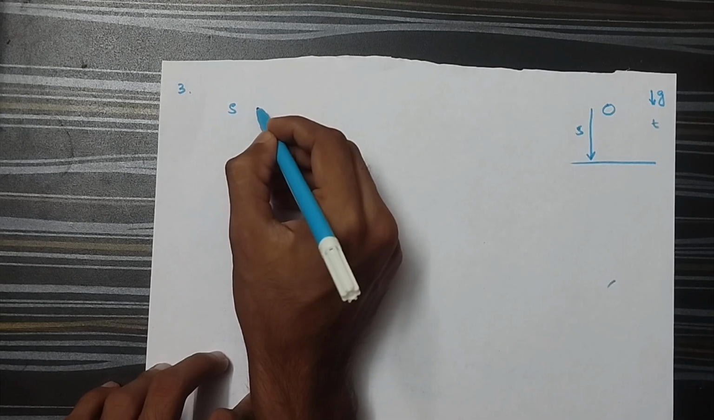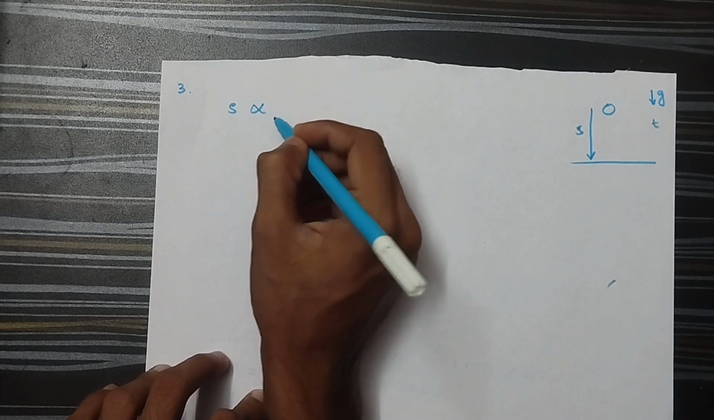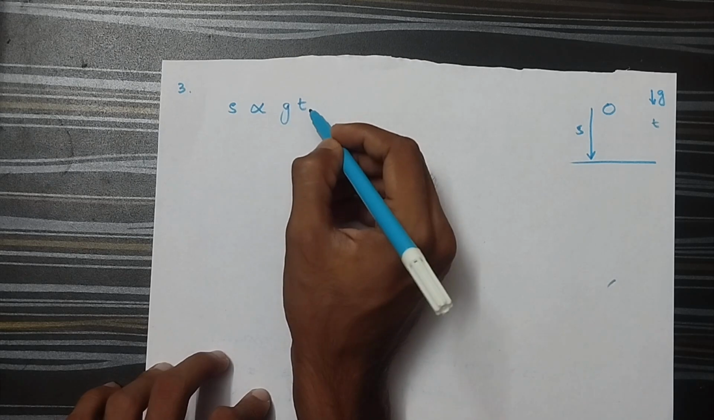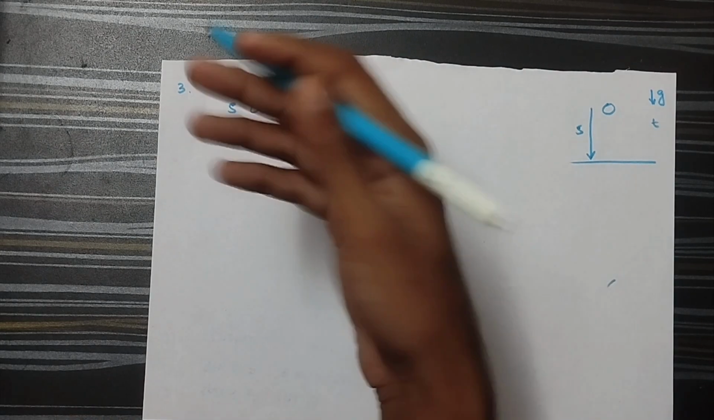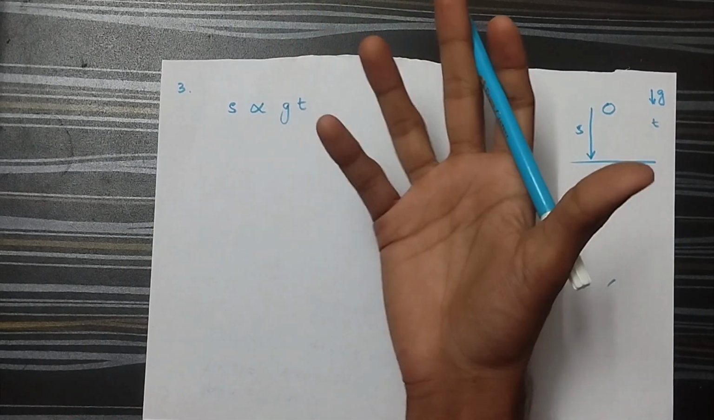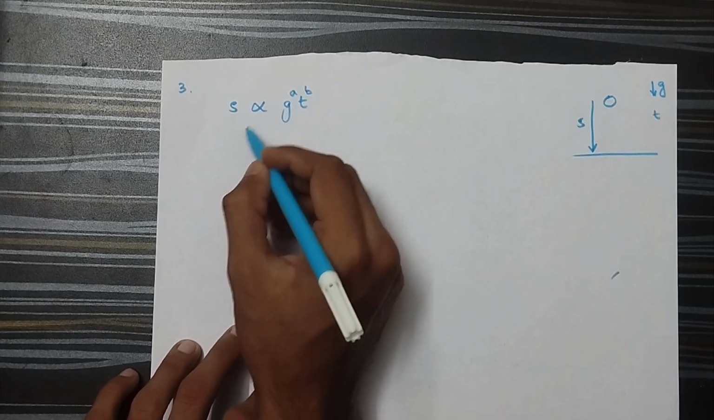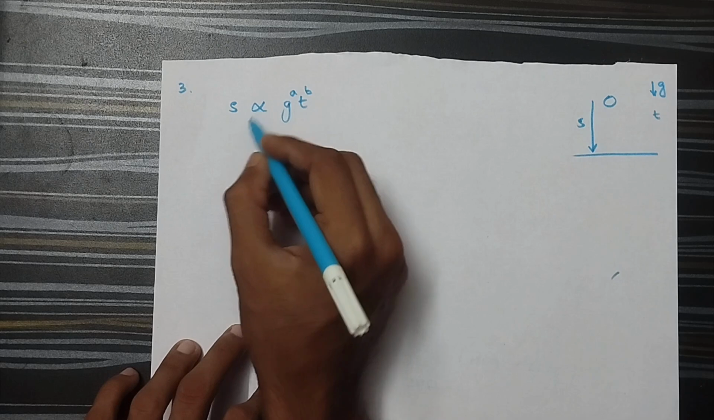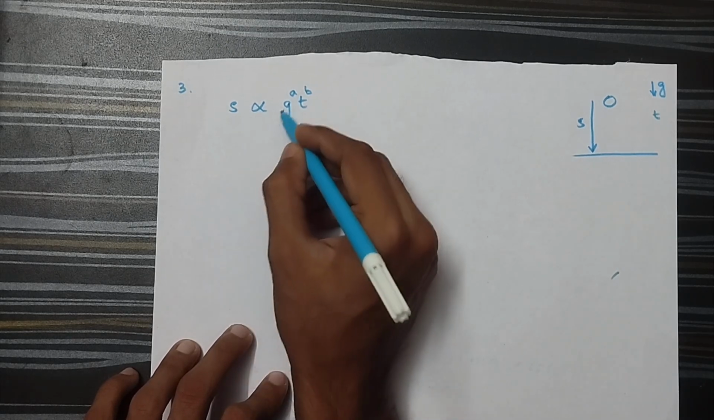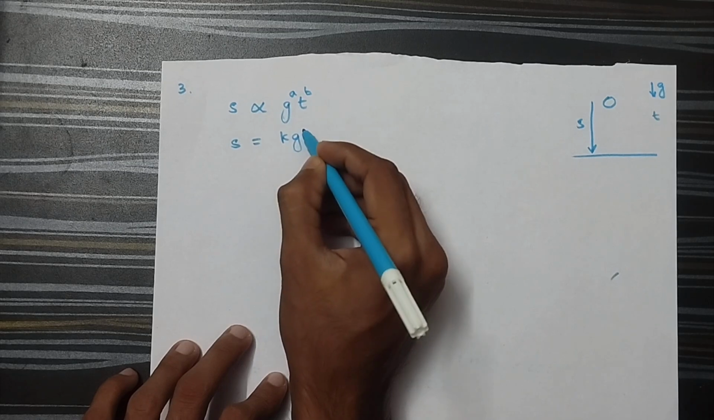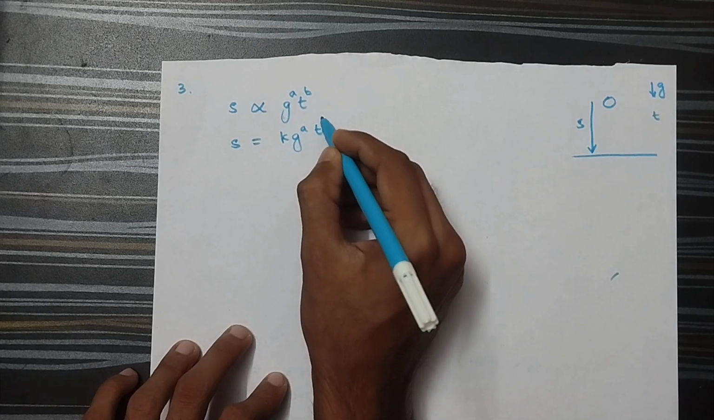s is dependent on, so we put the proportionality sign. s is dependent on g and t, right? And we don't know by how much it really depends on these factors, so we put the variables a and b. And to remove the proportionality sign, we put a proportionality constant. So s is equal to k times g raised to a and t raised to b.